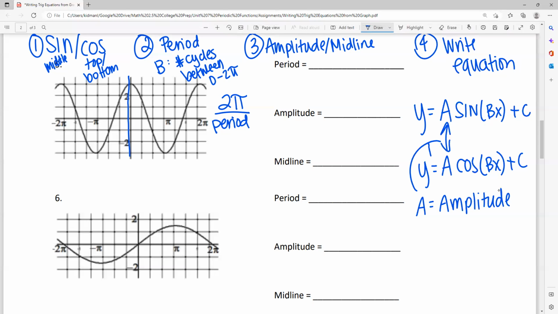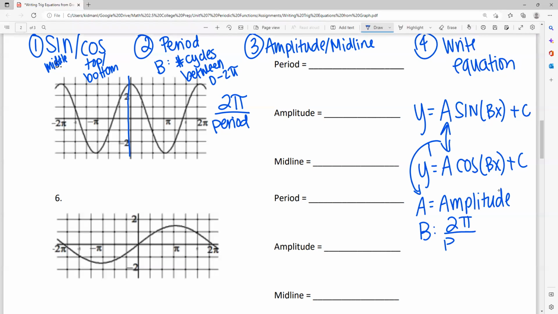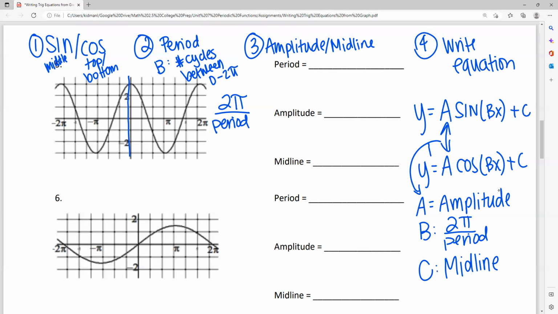When it comes to B, that's what we calculate in step 2. B is the same thing as 2 pi divided by the period, so we want to be able to find that. The last piece we need to fill in is C, and C is actually going to be our midline. If we're able to find all 3 of these pieces of information, we can write the equation of the graph. So let's take a look at our first example here, number 5.